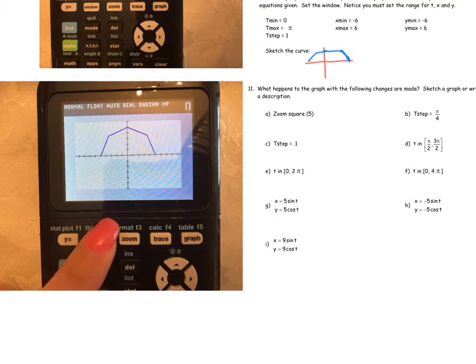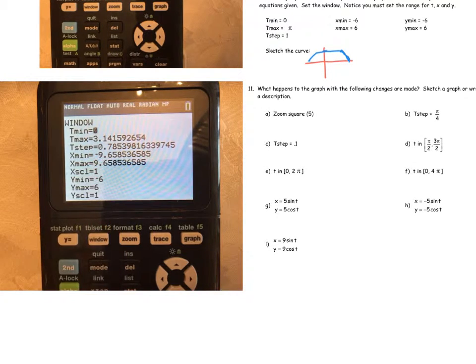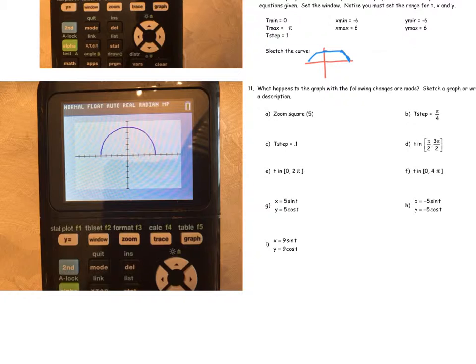Now in C, I need to change the step into 0.1. So I'm going to go to Window, go to Step, and put that at 0.1. It's going to look like a semicircle like earlier, the same thing as the previous one.